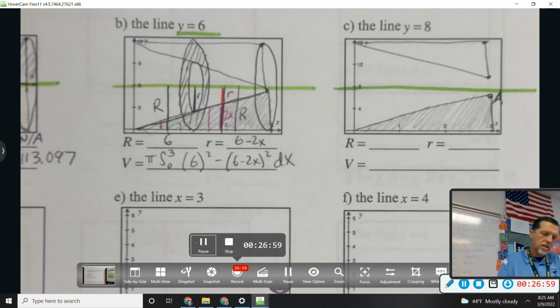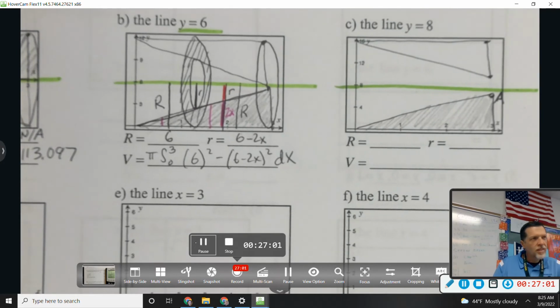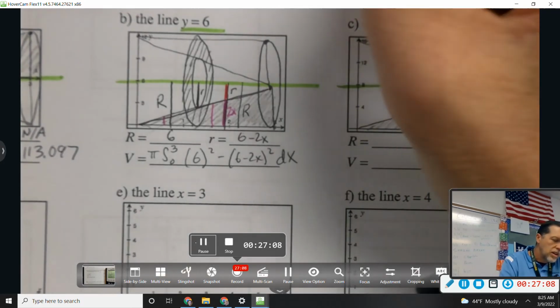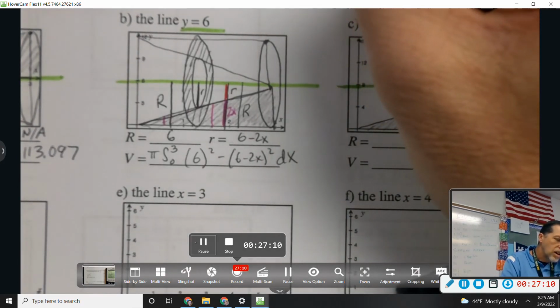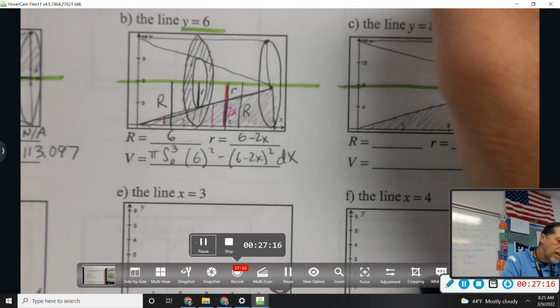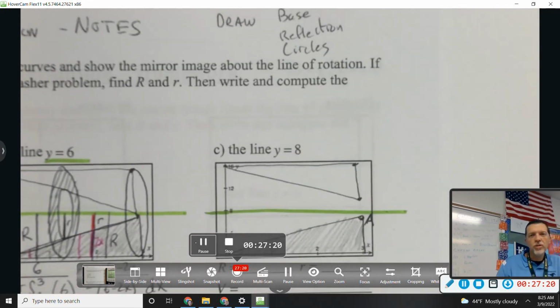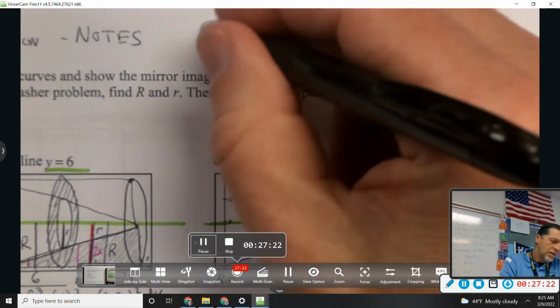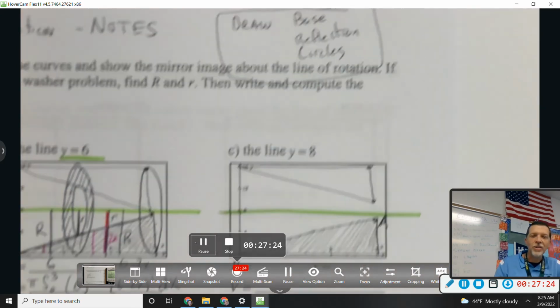So draw the base, draw the reflection, and then draw the circles. Base, reflection, circles to help you draw that. Base, reflection, circles.